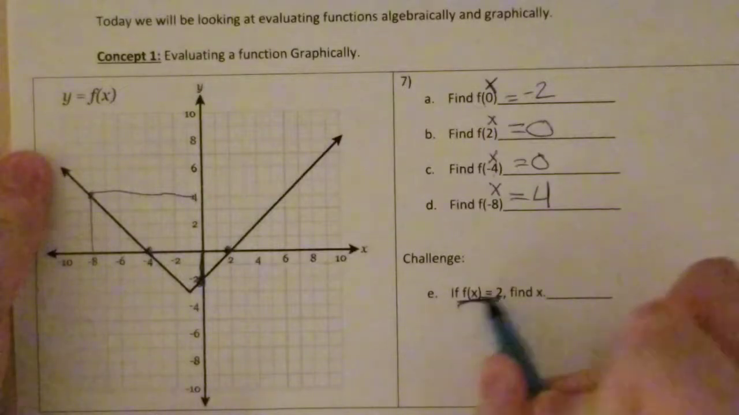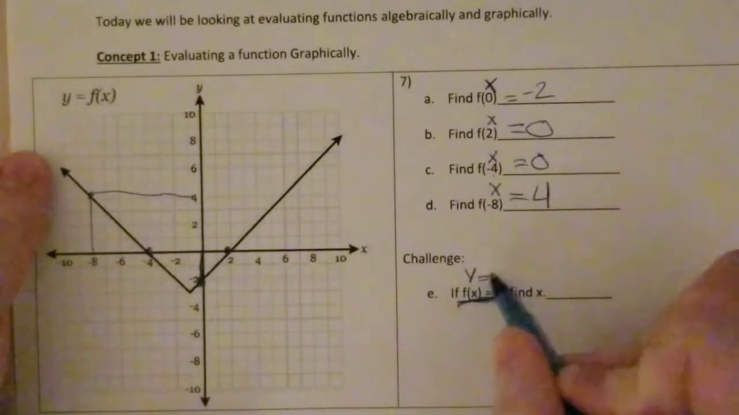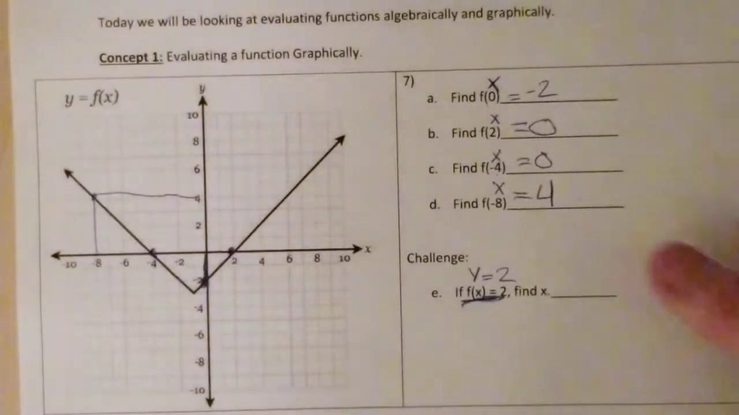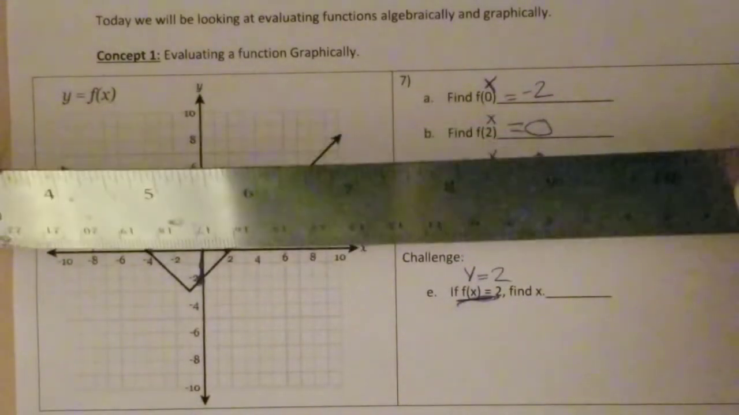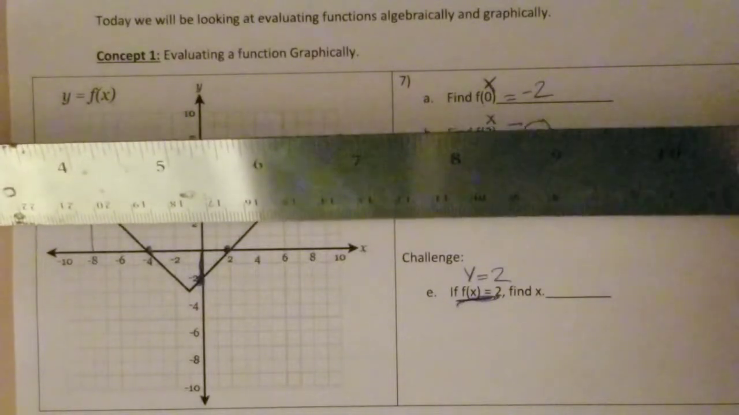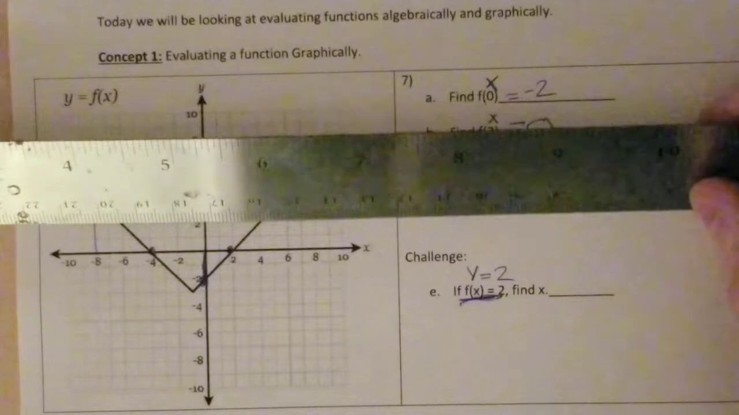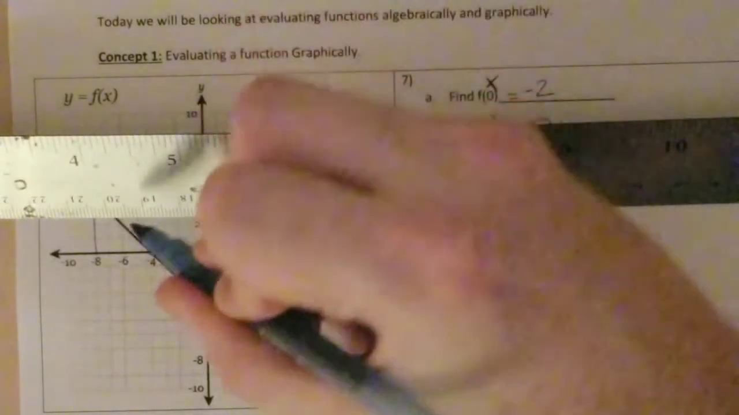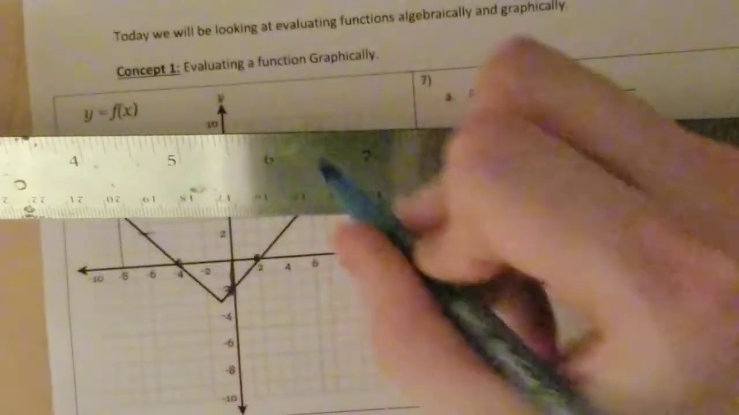What if they give you f of x equals 2? Remember, f of x is really your y. So what if they gave you the y value and wanted you to figure out what values of x make it true? Well, let me see if I can do this and have you be able to see. You would go up 2. Make sure I angle that so you can still see the graph. So you would see at 2 it crosses here.